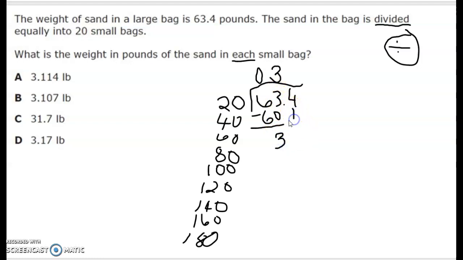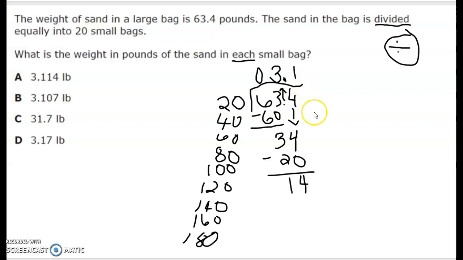Bring down my 4. I'm going to go ahead and bring my decimal up so I don't forget. Well, how many times can 20 go into 34? Well, it can't go 2 times. So I'm going to put a 1 here. And I'm going to subtract 20. 4 minus 0 is 4. And 3 minus 2 is 1.